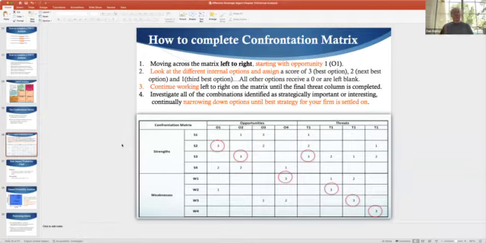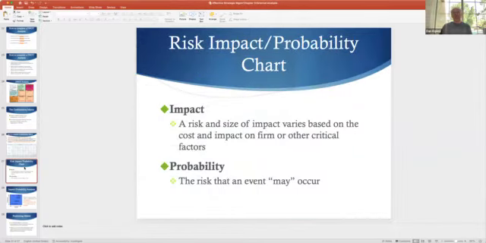Well, this is where we left off. Remember that was the confrontation matrix. That was the first matrix following the SWOT analysis when we did our SWOT matching. Now what we're doing is prioritizing those matched items using this confrontation matrix. Extending that SWOT one step farther is the impact probability matrix.